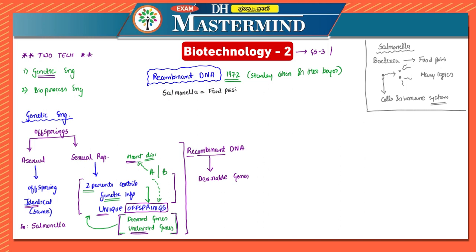Now, what had happened at that point of time? In 1972, Stanley and Herbert accomplished recombinant DNA by isolating the antibiotic resistance gene, cutting out a piece of DNA from the plasmid, which was responsible for conferring antibiotic resistance. This Salmonella has a circular extra-chromosomal DNA, which is the plasmid. What is this plasmid? It is the automatically multiplying, replicating, circular extra-chromosomal DNA of Salmonella, the bacteria responsible for food poisoning.